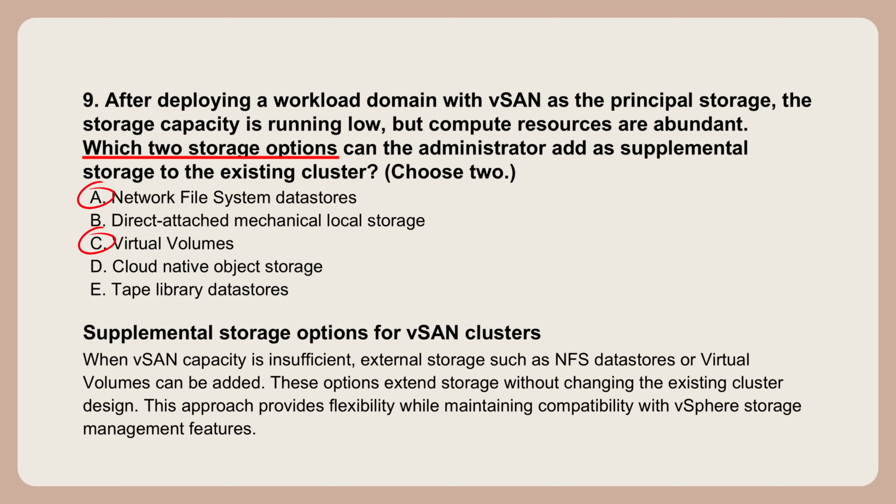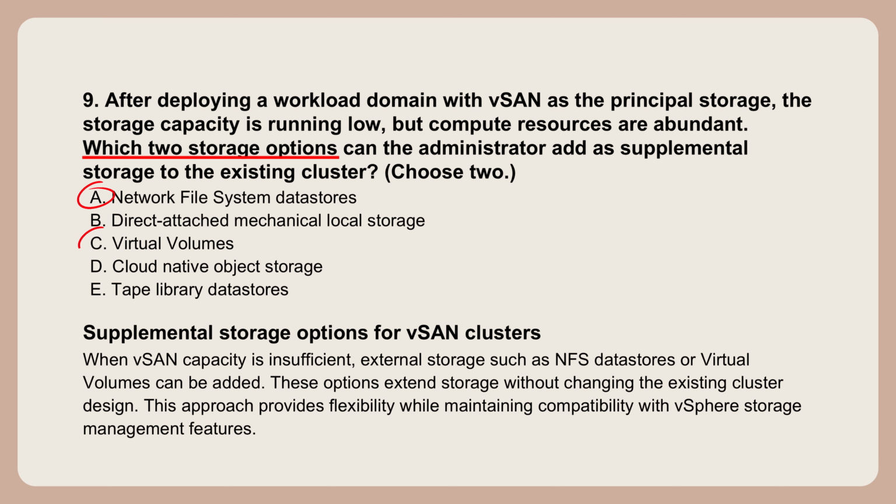Got it. What about D and E? Option D, cloud-native object storage, like an S3 bucket, is fantastic for application-level data drops or backups. But ESXi cannot natively run a virtual machine's active disk file from an object store. It needs block or file storage. And E, tape libraries? Well, those are strictly for offline, long-term archival. Yeah. You definitely aren't running live VMs off magnetic tape. Yeah, unless you want a latency of like 3 hours.